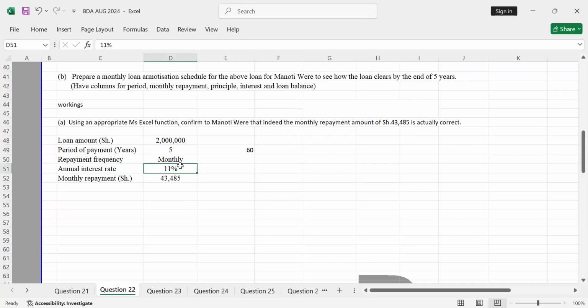This is the interest rate per annum. I want the interest rate per month because you're doing so monthly. So I will take equals, click on the interest rate, then divide by what? A year has how many months? 12 months. So you can press enter. In that case, this is our interest rate.